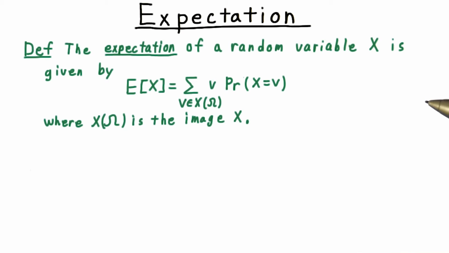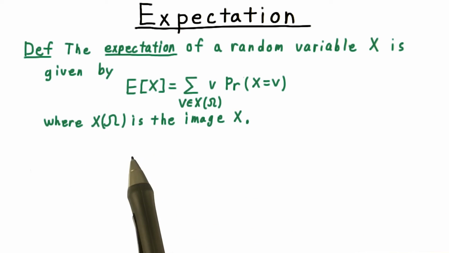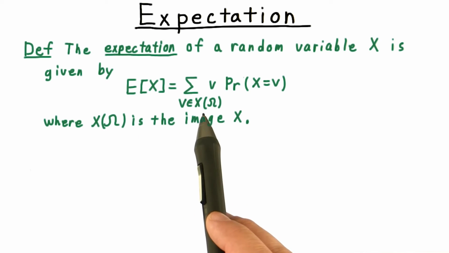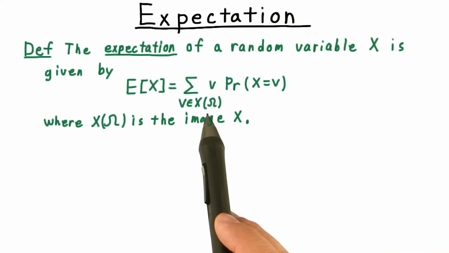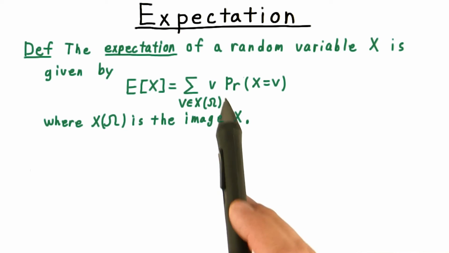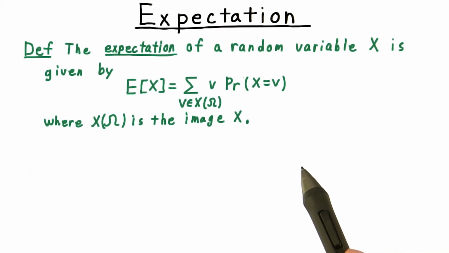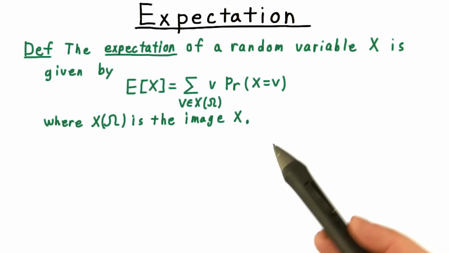Having defined a random variable, it now makes sense to talk about a random variable's average or expected value. Formally, we define the expectation of a random variable x like this. We consider the set of values that x could take on, notating it as x of omega, the image of the sample space under x, and we sum over all these possible values, giving each a weight according to how probable the value is.